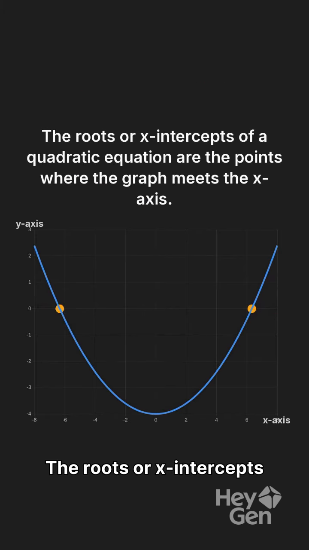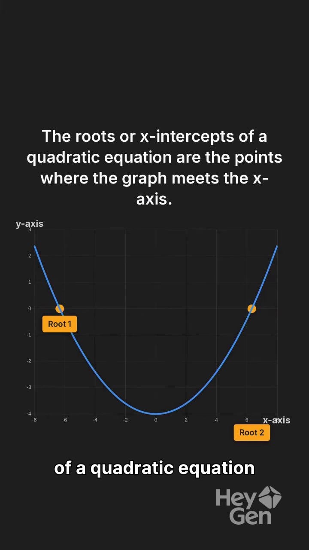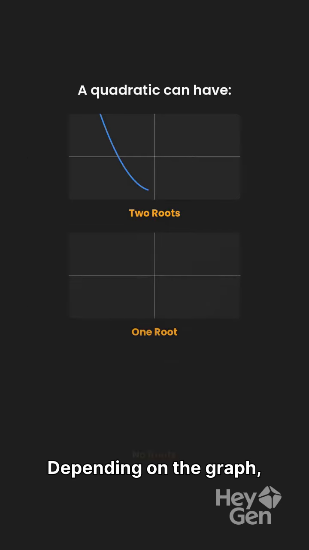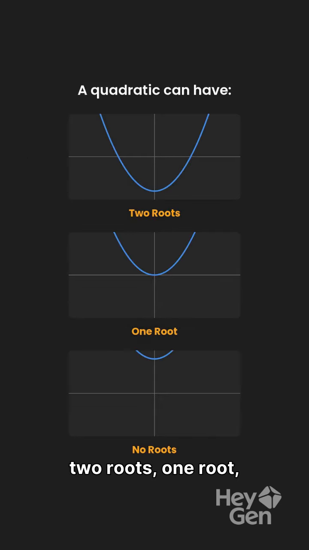The roots or x-intercepts of a quadratic equation are the points where the graph meets the x-axis. Depending on the graph, a quadratic can have 2 roots, 1 root, or no roots at all.